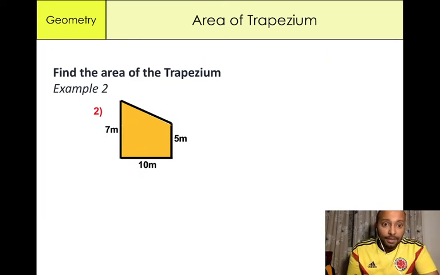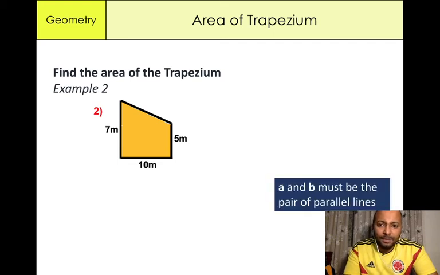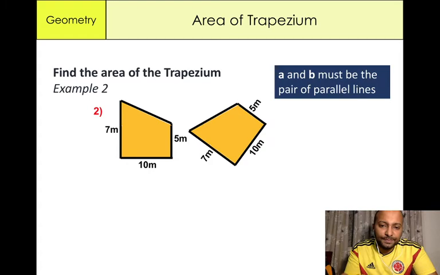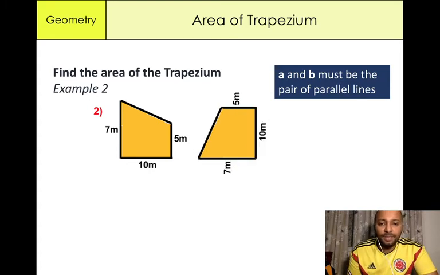Now again, this is my trapezium. The only difference from the previous example is that it's slightly rotated 90 degrees, but it doesn't really matter. I'm going to rotate it around to make life a lot easier for us. So, as always, what you need to do is to label your trapezium sides. So this is A and this is B. The height is 10 meters.